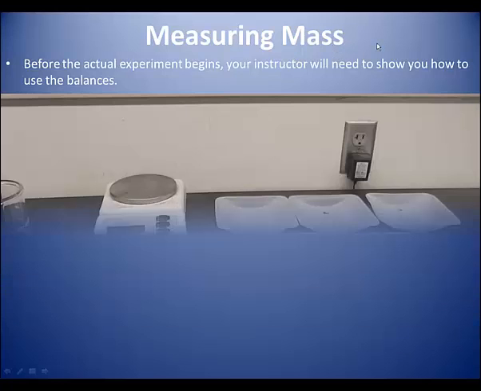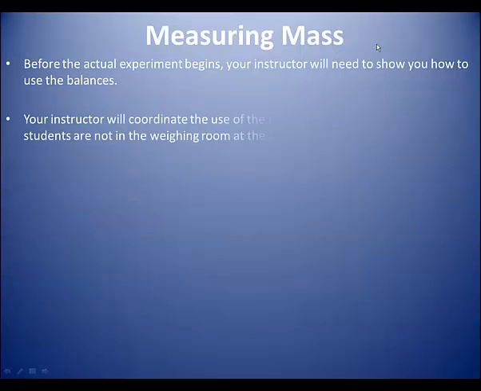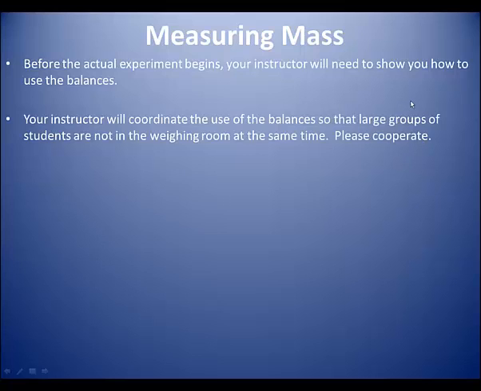So you'll take care of that, and then your instructor will coordinate the use of all the balances that are in the weighing room so that large groups of students are not in the weighing room at one time. Please be cooperative about this. 2 lab sections typically use the same balance room, so it can get crowded. People bump into each other and they knock each other's samples out of their hands. Then you have to start over.